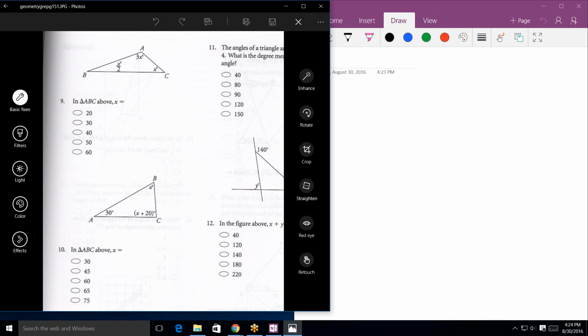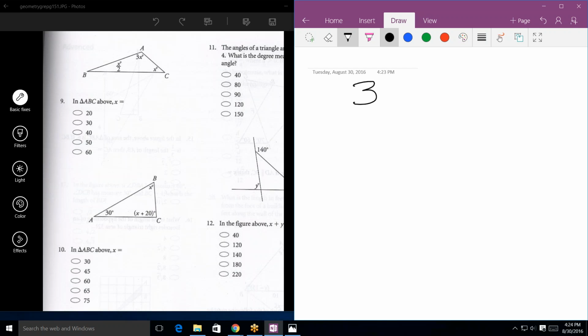So, in triangle ABC above, x equals blank. So we have three angle measures: x, 3x, and x over 2. Always do geometry with the intent of writing an equation that you can solve.